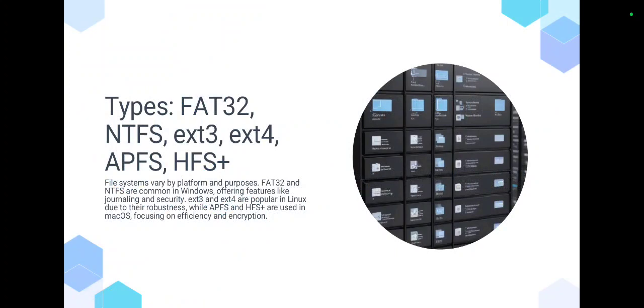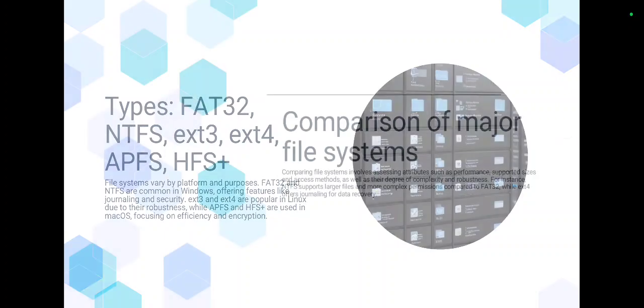There are types of file systems, which are FAT32 and NTFS, ext3 and ext4, APFS and HFS Plus. File systems vary by platform and purpose. FAT32 and NTFS are common in Windows, offering features like journaling and security. ext3 and ext4 are popular in Linux due to their robustness, while APFS and HFS Plus are used in macOS, focusing on efficiency and encryption.